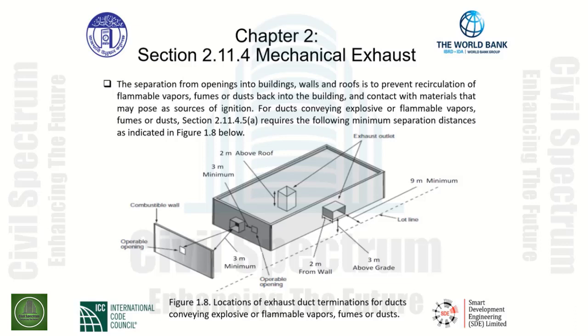Now, the authority must receive construction documents for mechanical exhaust systems. And on the construction documents, the engineer must indicate exactly where the terminations are going to occur. Again, if this is an explosive or flammable vapor exhaust system, or even fumes or dust, these are the minimum requirements that have to be maintained.